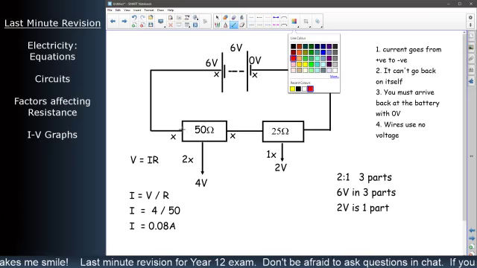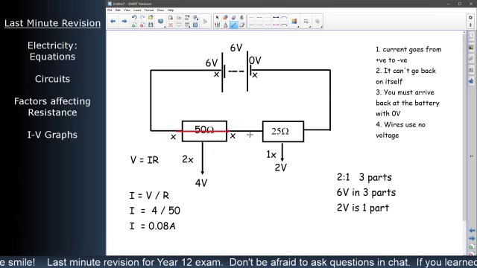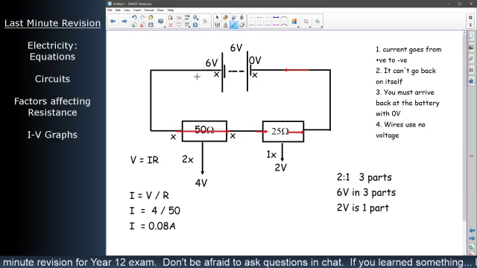So if I've just measured the current between those 2 points, it should be the same as the current here, as here, as here, as anywhere in the circuit. That's the beauty of series circuits. But let's make sure that's true.